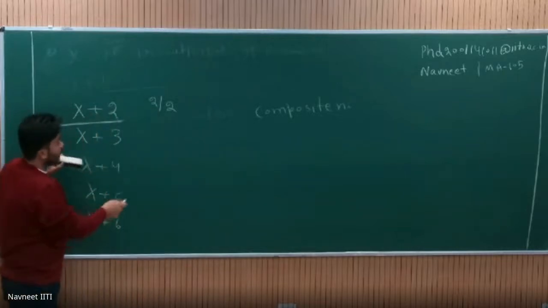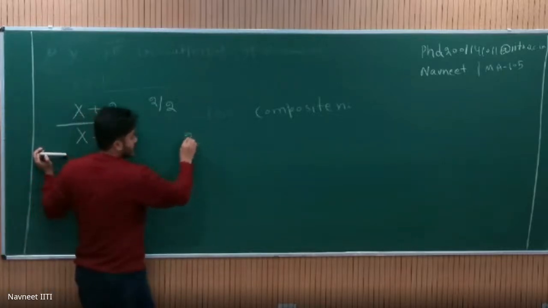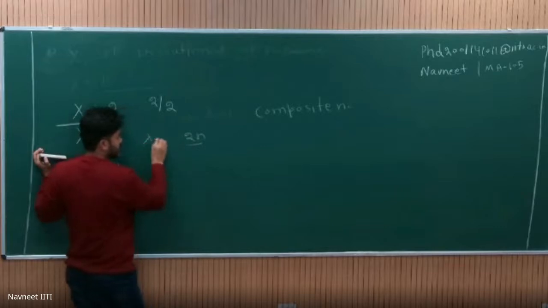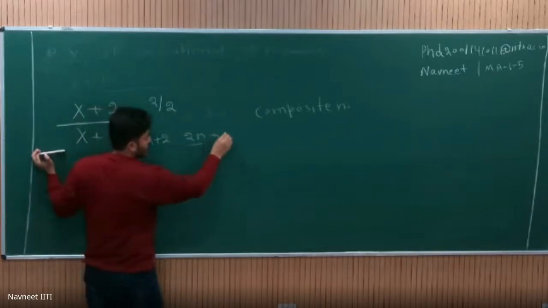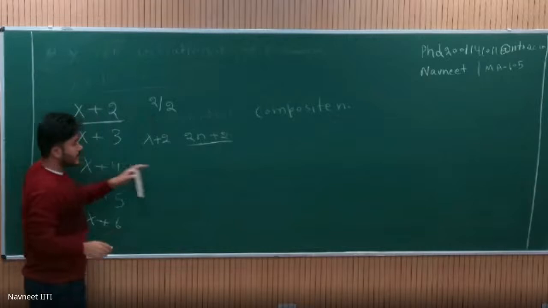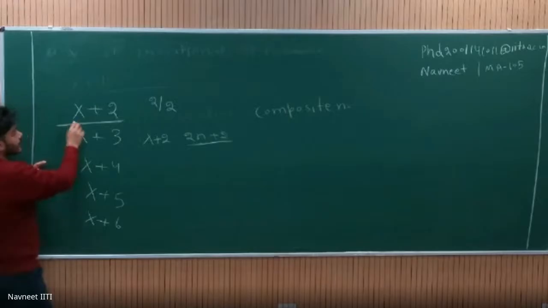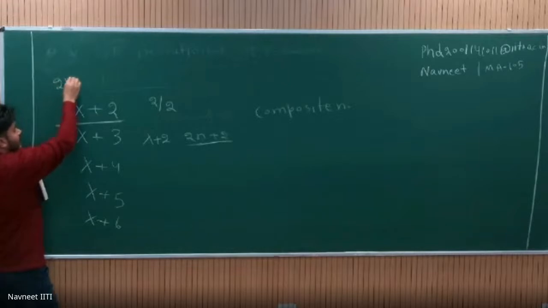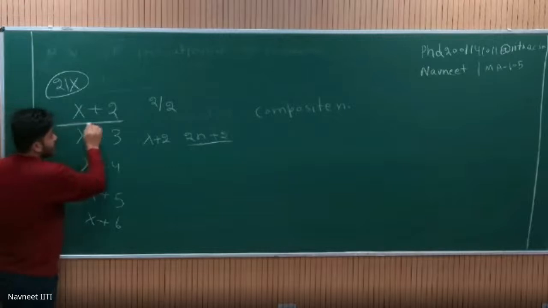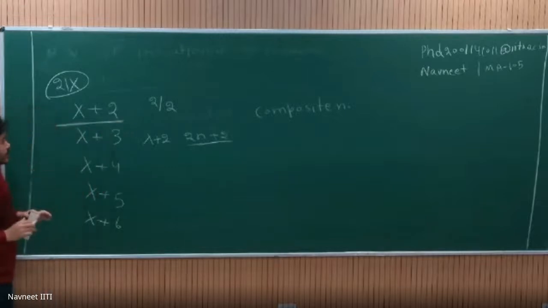And notice, if x is equal to 2n, then x plus 2 is what? 2n plus 2. This is also divisible by 2. That means if 2 divides x, then definitely x plus 2 is a composite number. Yes or no?